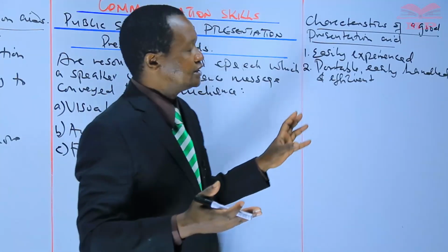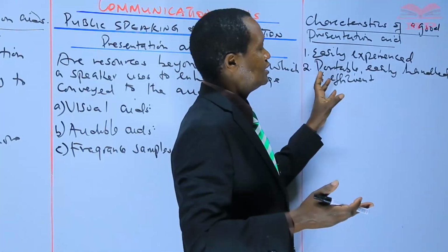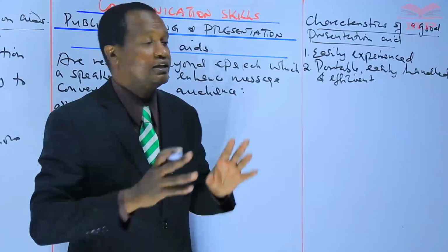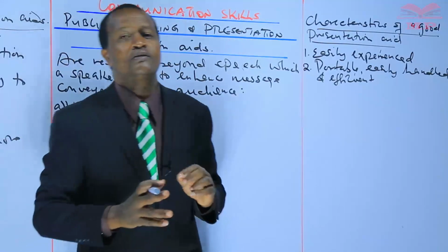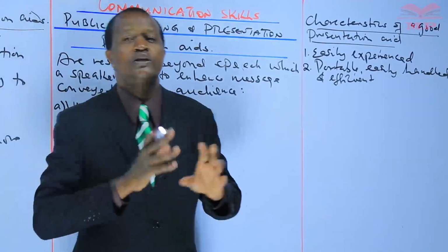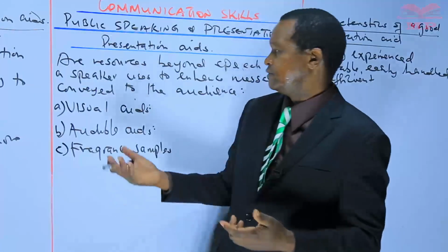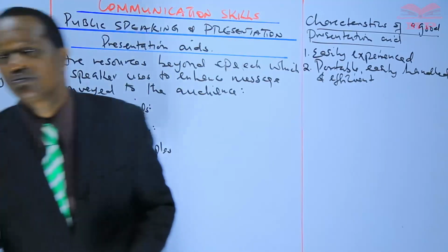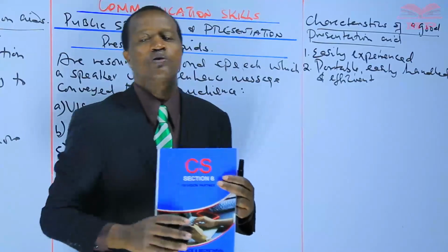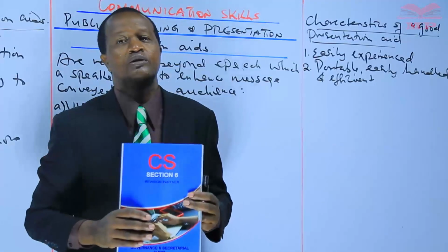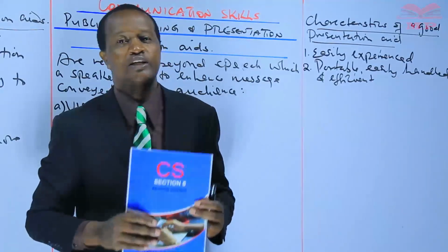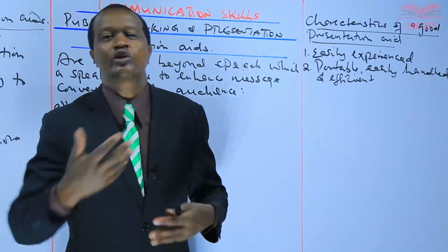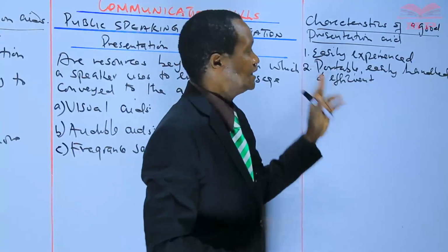And when presenting using the aid, that aid should disappear immediately you stop talking about the message behind the aid. So that will avoid the distraction we talked about here. So when talking about a book, and I've completed the message on the book, then if this book is my presentation aid, the book should easily disappear so that I continue talking about something else. So it has to be portable and easy to handle.